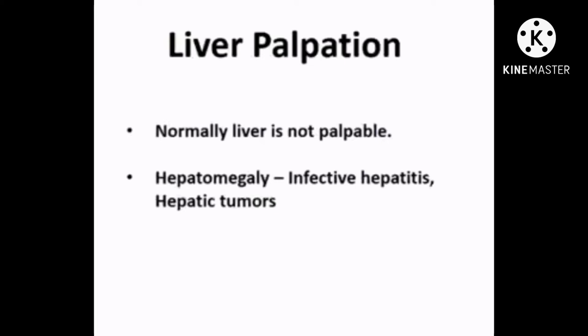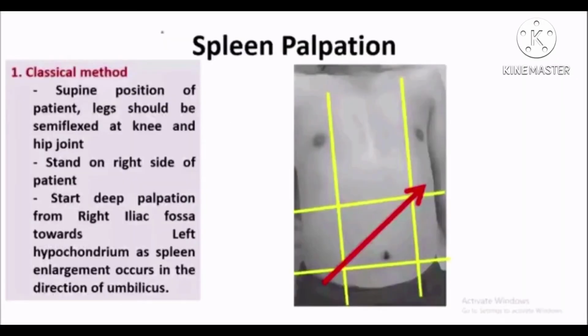liver gets enlarged. Spleen palpation: make the patient lie in supine position and the legs should be semi-flexed at the knee and hip joint. Stand on the right side of the patient. Start deep palpation from the right iliac fossa towards the left hypochondrium, as spleen enlargement occurs in the direction of the umbilicus.